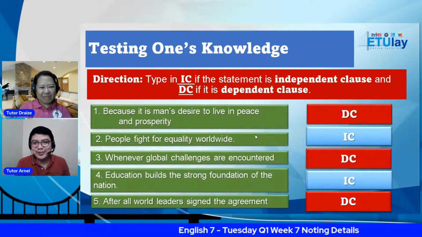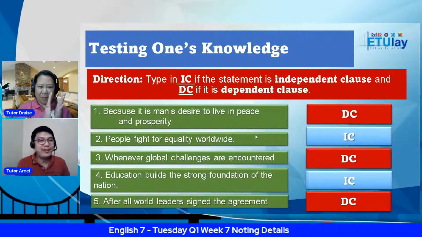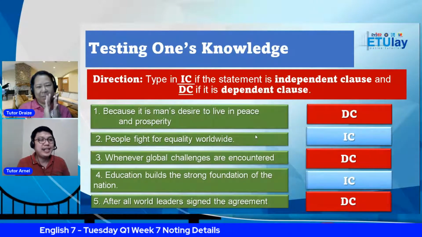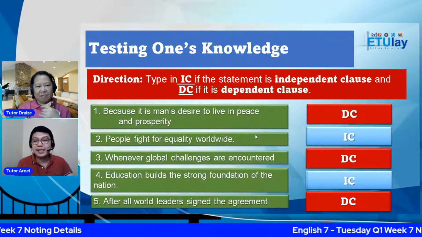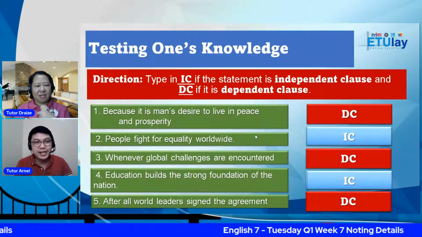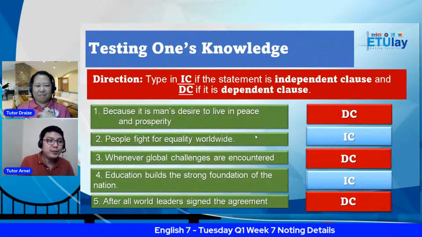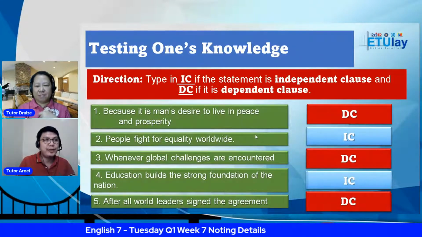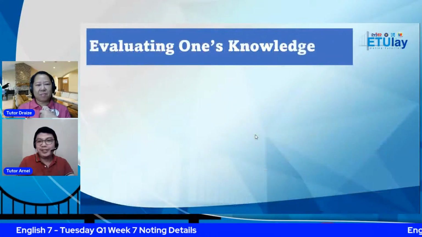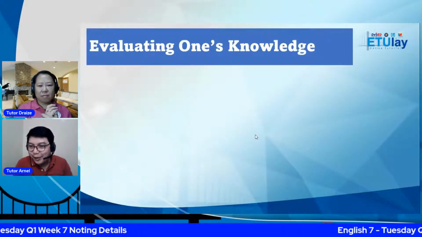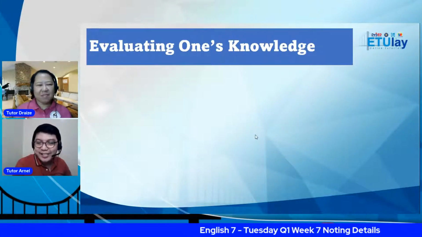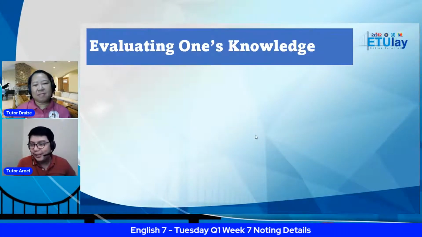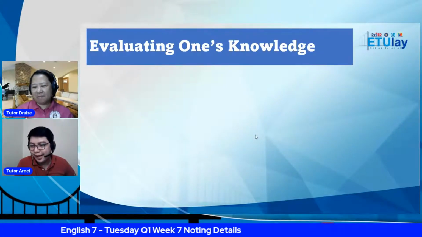Okay, good job, students. The correct answer for number five is DC. All right, because after is an example of a subordinating conjunction, as we discussed, all of the subordinating clauses are introduced with that. Okay, so let's see how many of you got the perfect score. All right, this time, can you send us a happy react if you were able to get a perfect five?